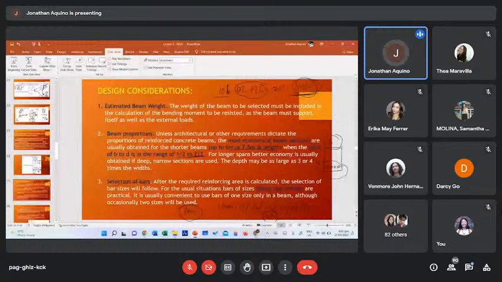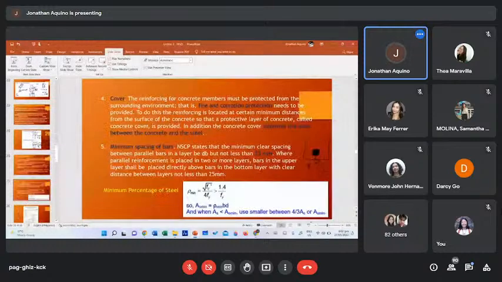And also, aside from protection from corrosion, this cover also serves as fire protection. So if a fire occurs, it can protect the steel. Our steel, when subjected to heat, melts down, so the structure will collapse. And also, another requirement is the spacing.